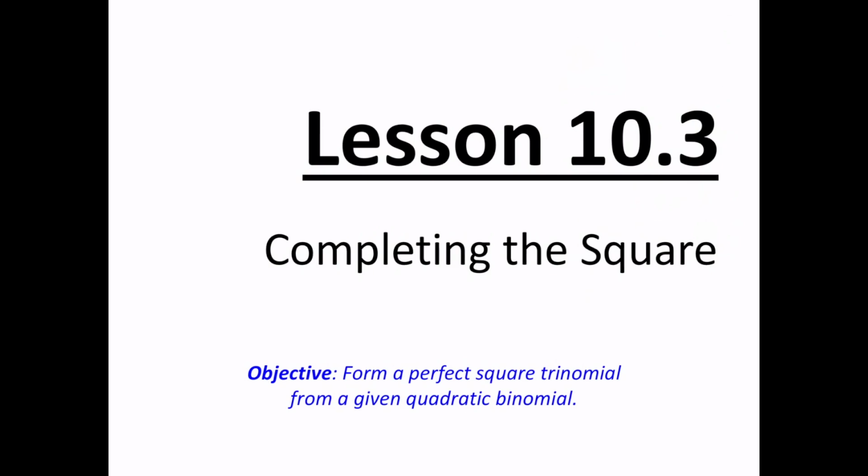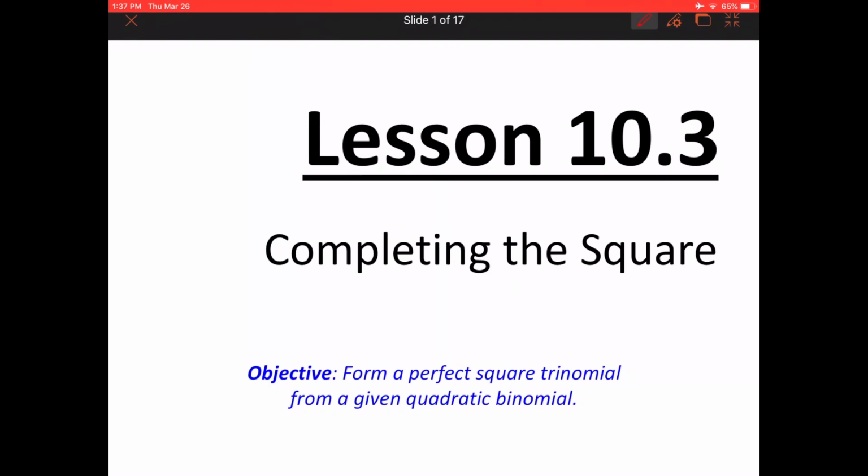Notice our objective at the bottom says that we're going to be forming a perfect square trinomial given a quadratic binomial. If we remember, a trinomial has three terms, and a binomial has two terms. That's what we're going to be focusing on today. We're going to be given two terms and we want to convert it into three terms.